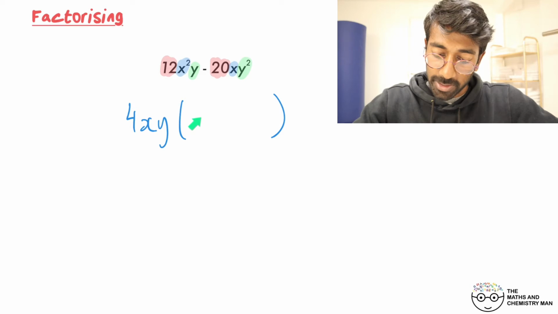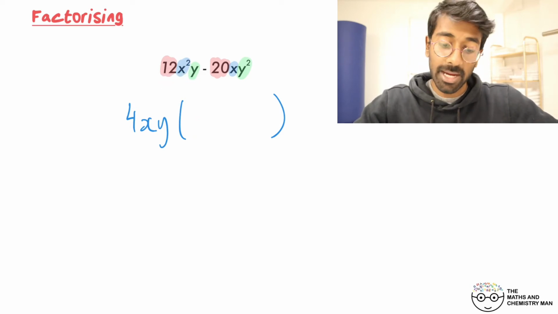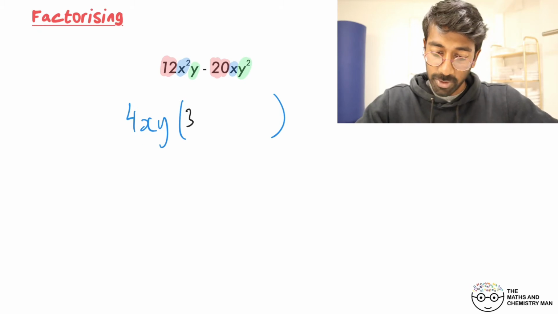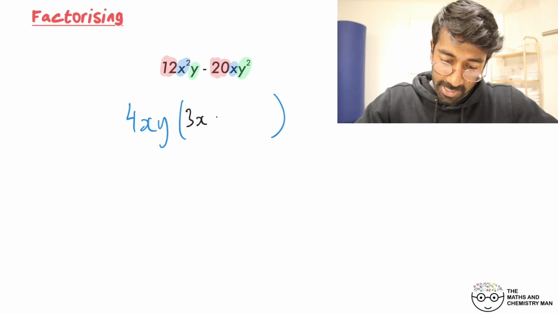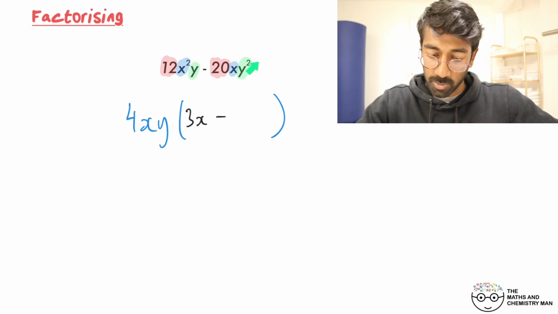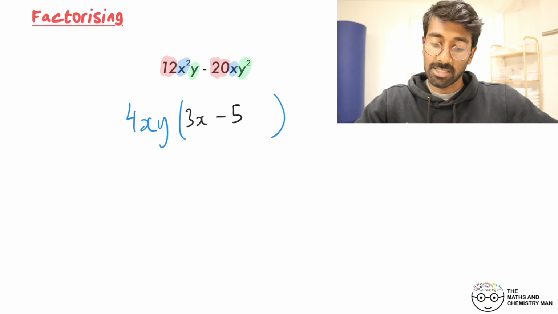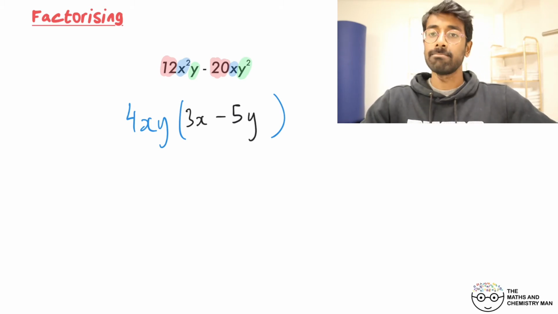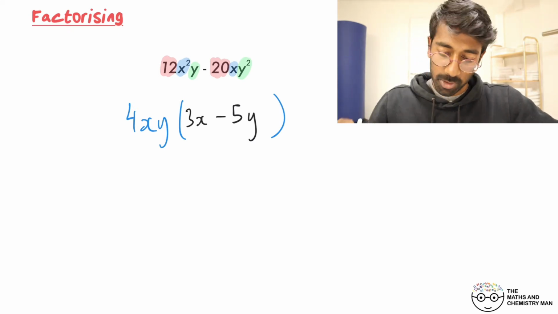So to find out what's going in here, we'll do 12x squared y divided by 4xy. What's that going to give me? Well, 12 divided by 4 is 3, x squared divided by x is x, y divided by y is 1. So leave that. And then we'll do the same with the next part. So minus 20xy squared divided by 4xy. 20 divided by 4 is 5, x divided by x is 1, and then y squared divided by y is just y. Done. How can you check it? Go and expand it out again. I'm not going to do it though.